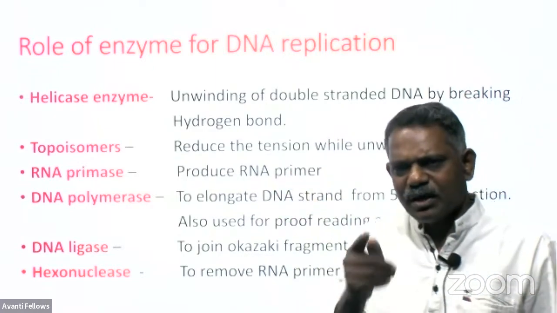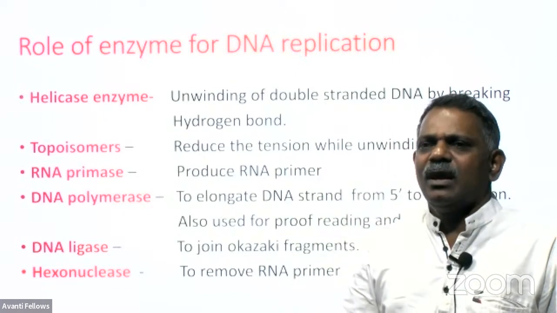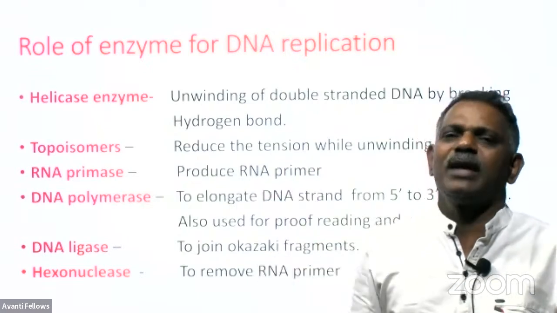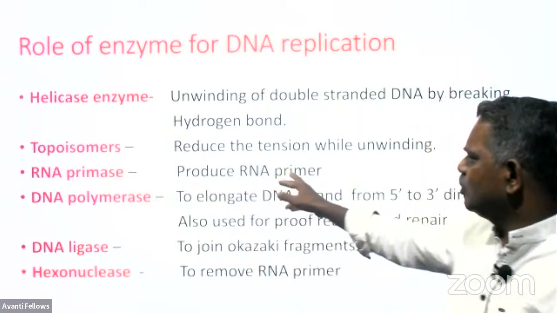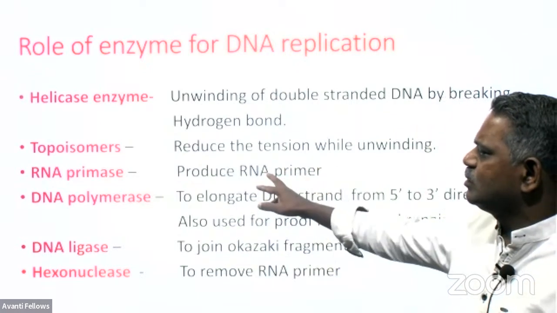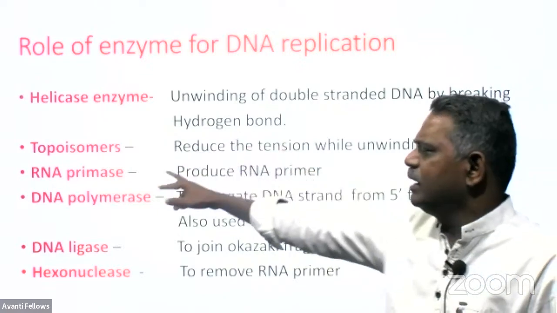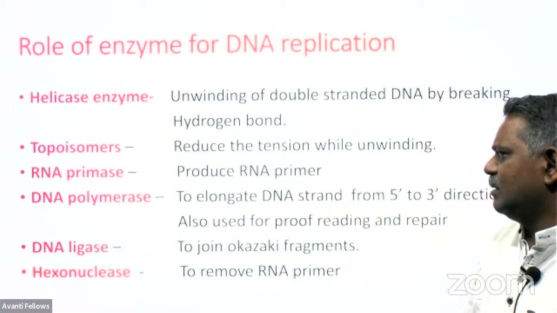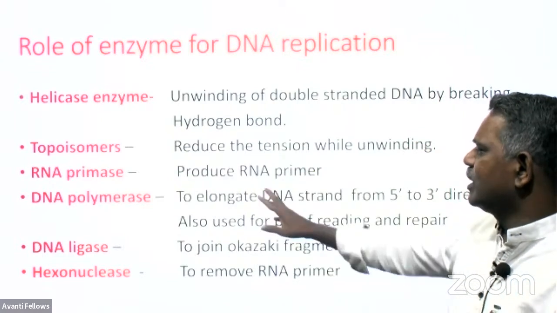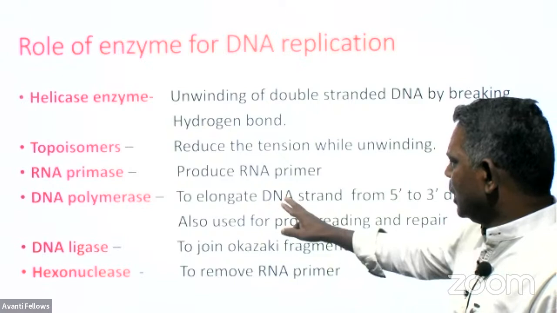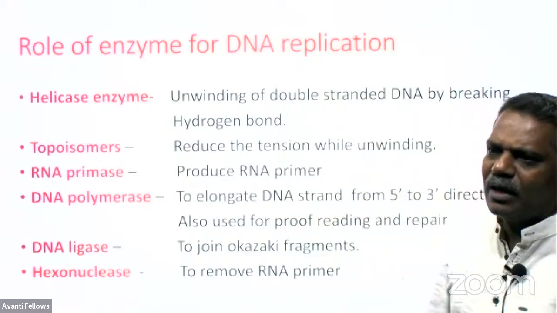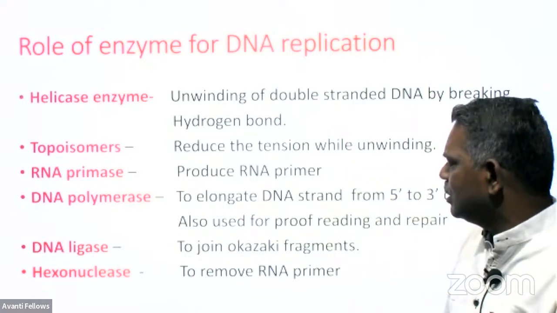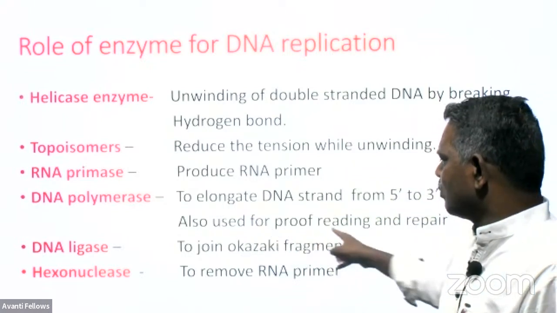RNA primer is a small strand of RNA, and it is necessary for the DNA polymerase to bind and elongate from the 5' direction to what? The 3' direction. That is the role of the primer. It is synthesized by an enzyme called what? The RNA primase enzyme. Then the DNA polymerase enzyme elongates a new strand of DNA, as I told you, only from the 5' direction to the 3' direction, and it is also used for proofreading.